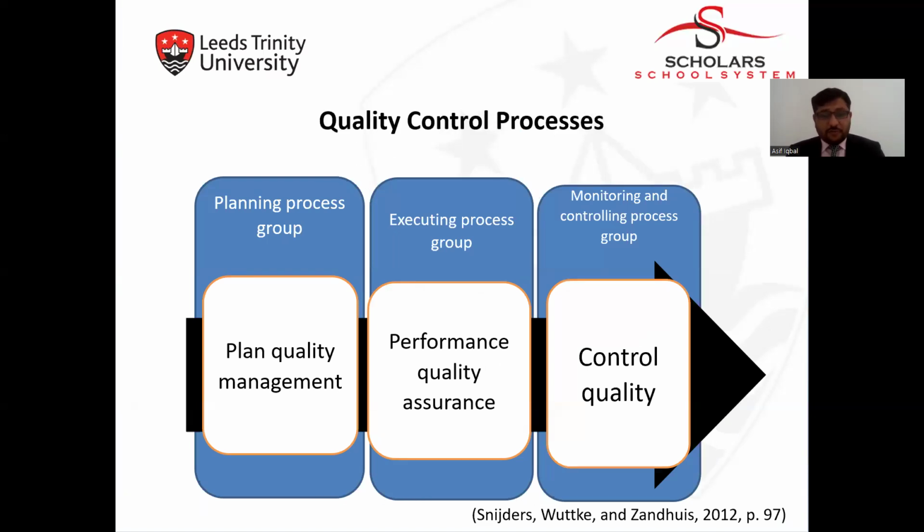How is the quality control process going to flow? First of all, the planning process group: plan the quality management. Then they will execute it, the executing process group, where they perform the quality assurance. And at the next step, they monitor and control, the monitoring and controlling process group, control quality. So all these things flow in this process. They plan it, execute it, and monitor and control it.